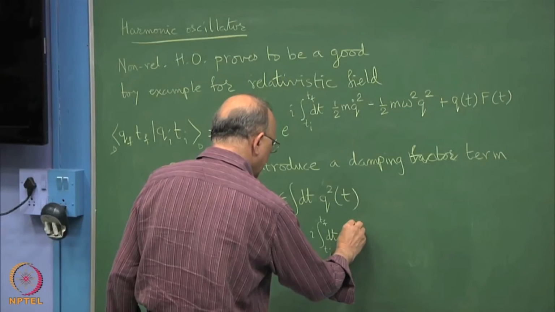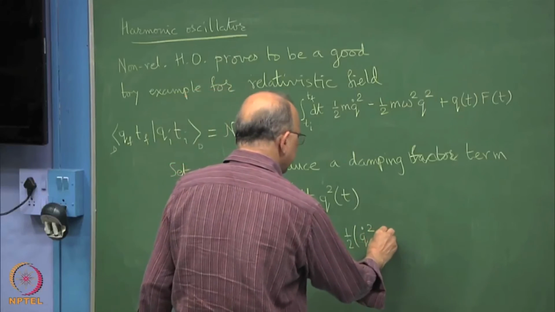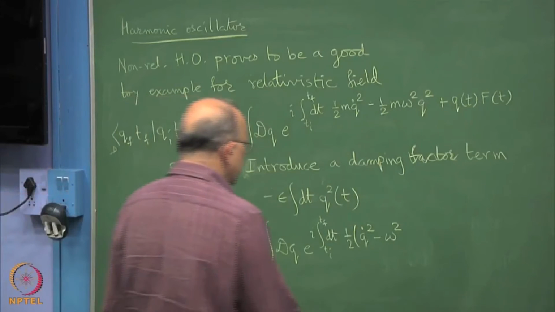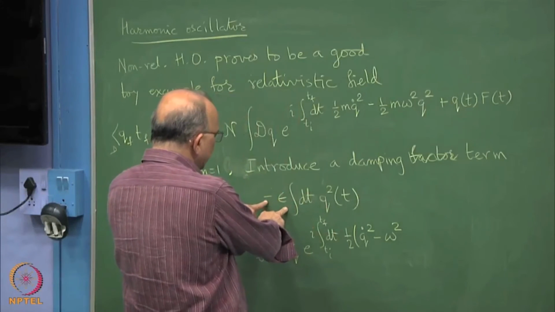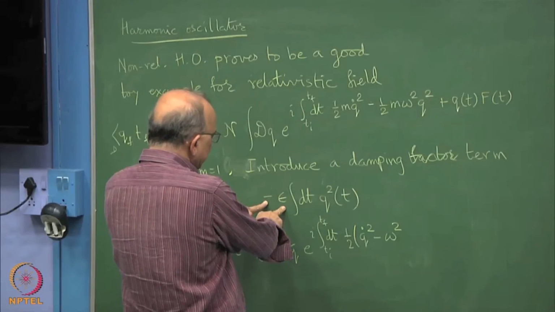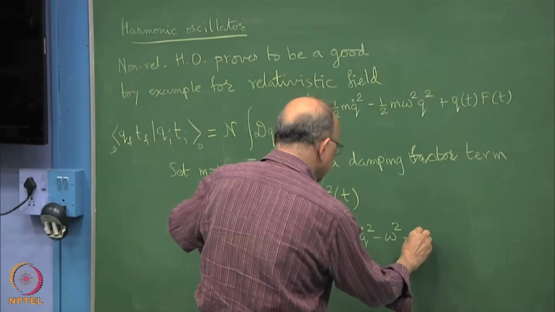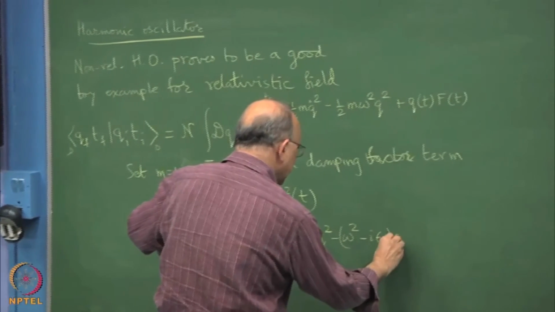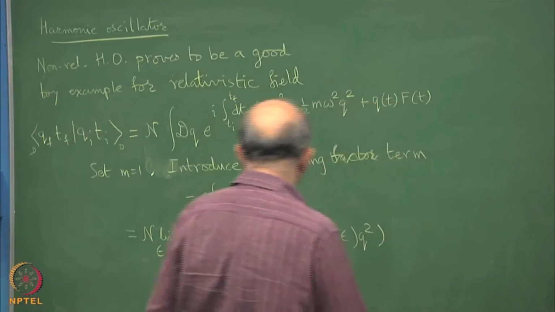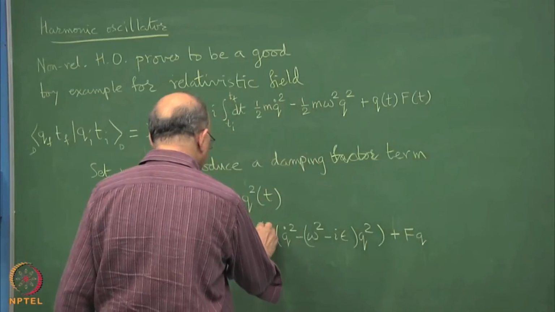1/2 of q dot squared minus omega squared, but there is also minus epsilon q squared. So this minus sign I write as I times I, but that is with a plus sign. So omega squared minus I epsilon times q squared, and then plus fq. So this whole thing dt.